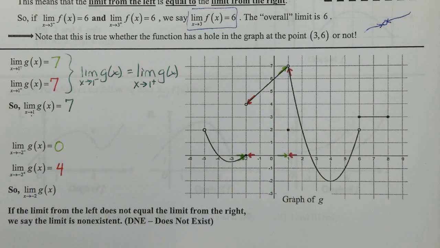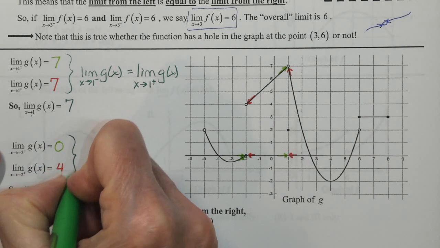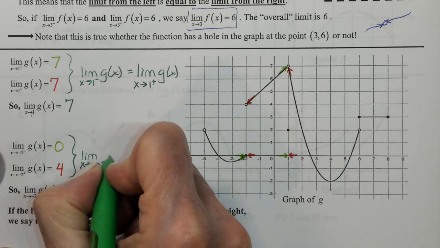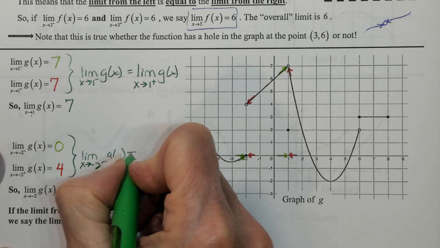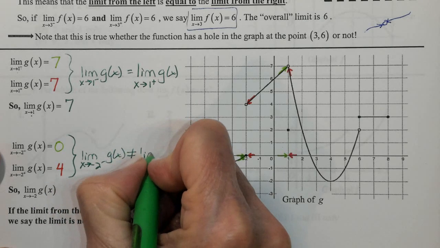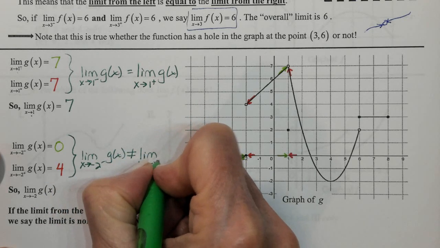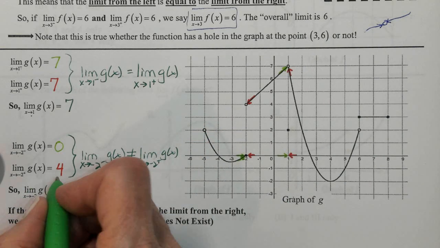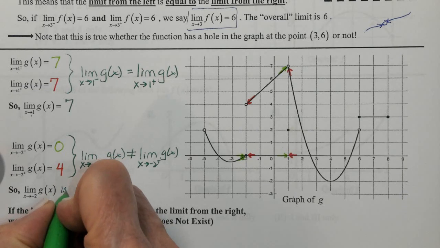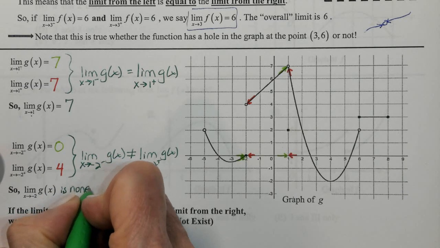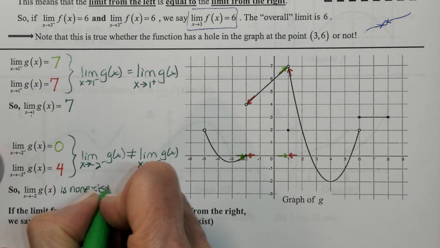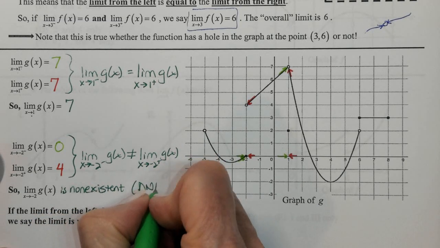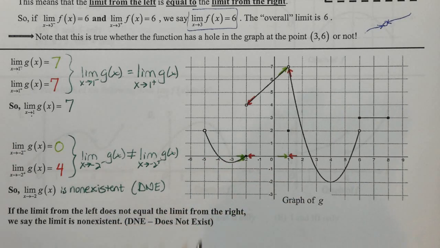In this case, the limit as x approaches -2 from the left of g of x is not equal to the limit as x approaches -2 from the right of g of x. Therefore, we say that the overall limit is non-existent. It does not exist. We abbreviate that DNE, does not exist. All right?